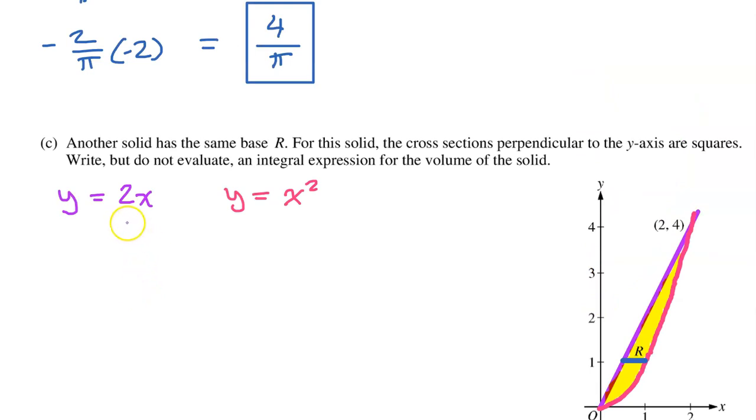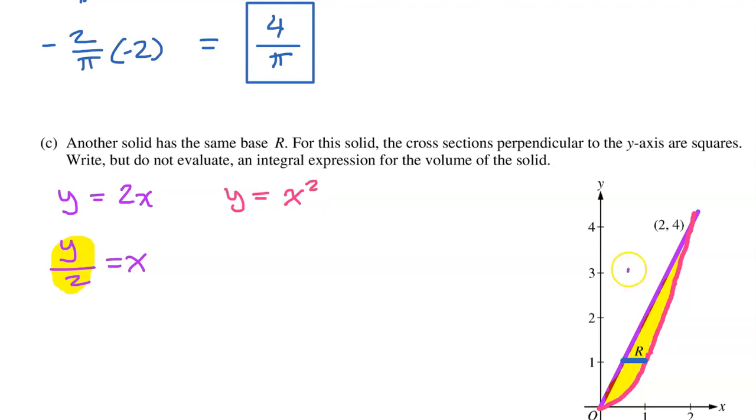In the setup of the problem, we were given these two functions which form the boundary of area R. These functions are written with respect to x. Since we are going to be integrating with respect to y, we need to rewrite both of these as functions of y. In other words, we need to get x by itself. So for the first function, if I divide both sides by 2, then I get y over 2 is equal to x. So this is the version of the function that we will use for this problem.